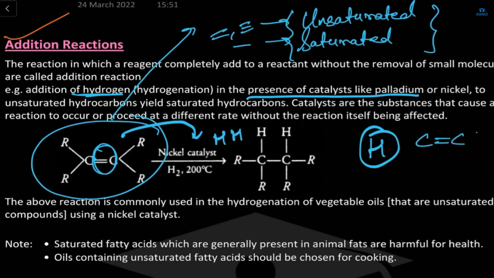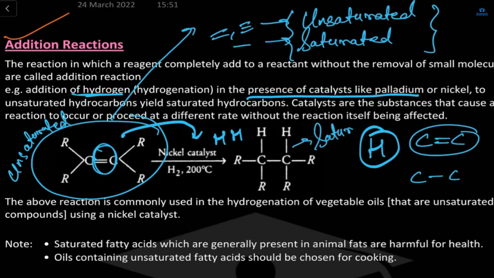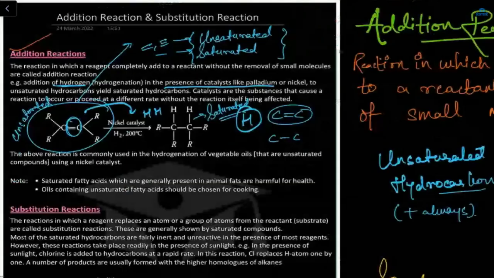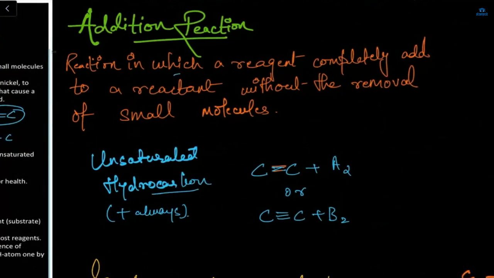Let's say this is the double bond, and if we are adding hydrogen, obviously it will convert it into a single bond, right? So here the unsaturated compound is getting converted into a saturated compound with the help of the addition of hydrogen, and also with the help of a catalyst our reaction is getting faster. So this is the addition reaction, in which the reagent completely adds to a reactant without the removal of small molecules.